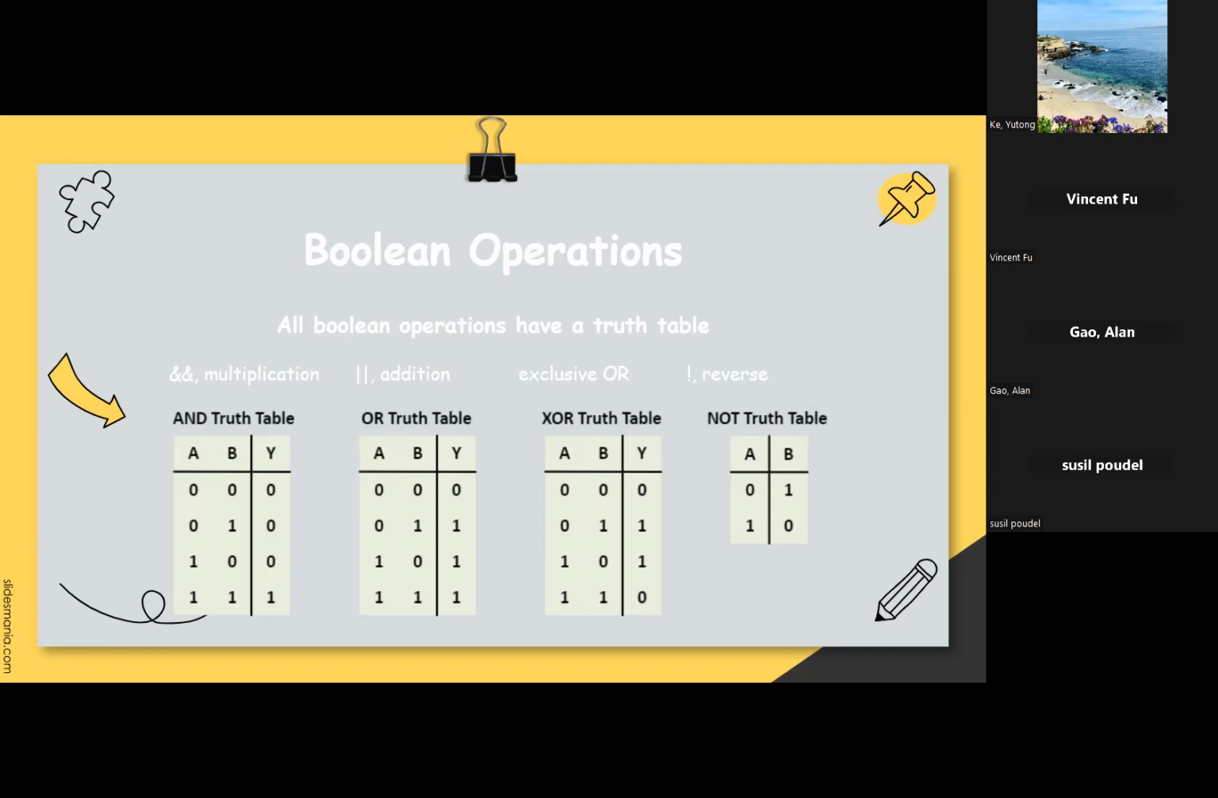Now, if you look at the OR truth table, now it's A or B could be true and the outcome is still true. That's why you only see the outcome being false when you have two zeros, because if A is false and B is false, then it's impossible for the outcome to be true. However, if either A or B is true, then the outcome is guaranteed to be true.